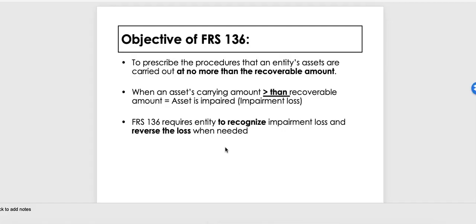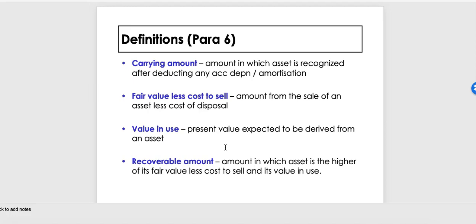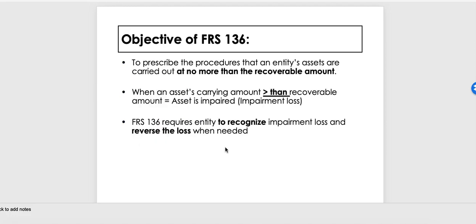So how are you going to do the impairment test? That is by looking at the recoverable amount and comparing that with the carrying value of that asset. If the carrying amount, which is shown in your SOFP, is more than the recoverable amount, therefore we say that there is an impairment loss. If there is an impairment loss, it means that you have to reduce the value of your asset to the recoverable amount.